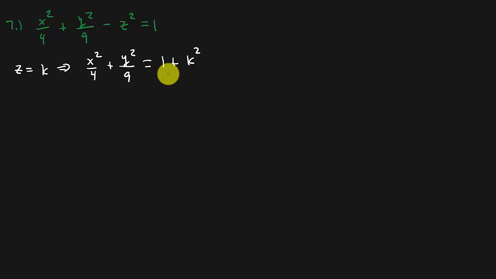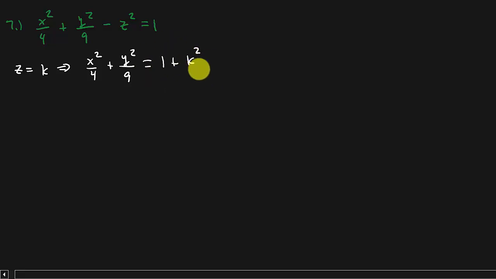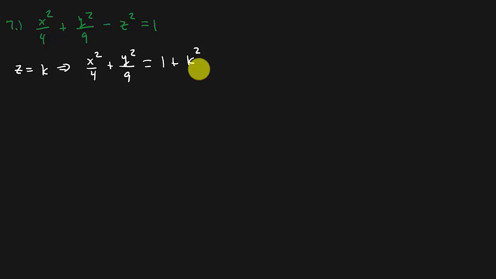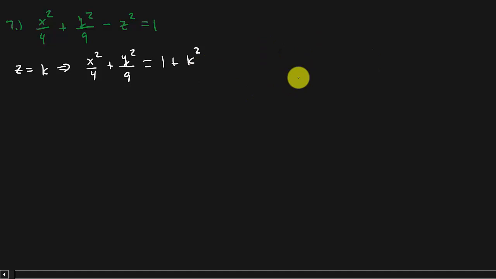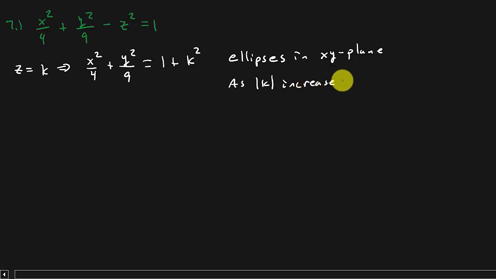All right. Now, I'm going to talk about this one a little bit more. I'm going to write something down, and then once we graph it, I'll explain what I have written down over here. Okay? So these are ellipses in the xy plane. There's our traces, right? Now, as the absolute value of k increases, the ellipses get larger. I'll explain that in a minute.